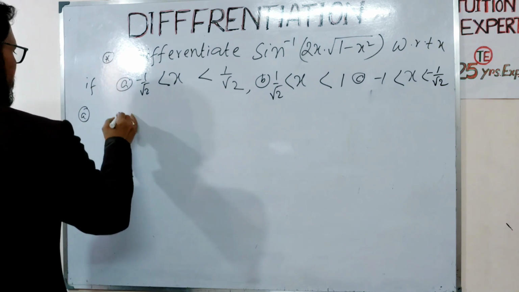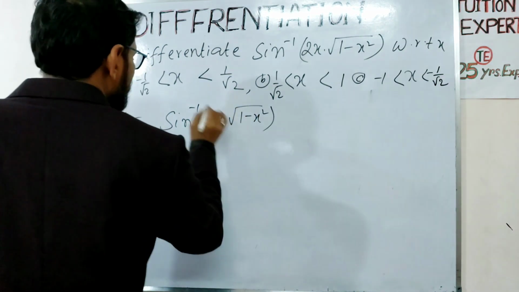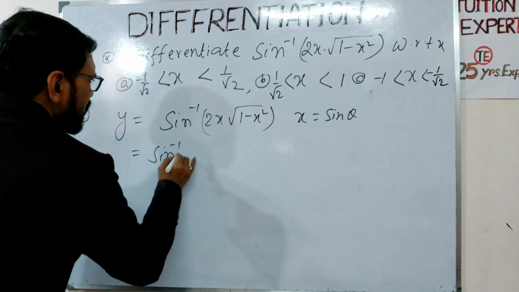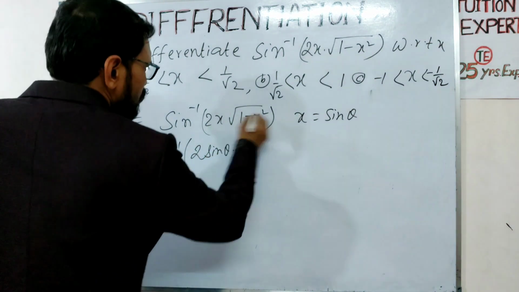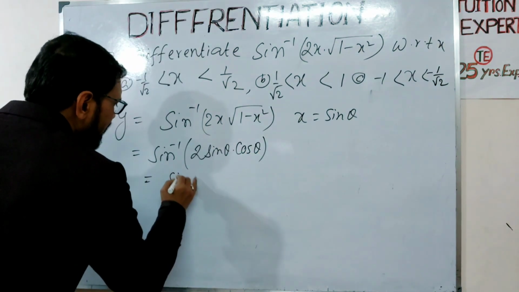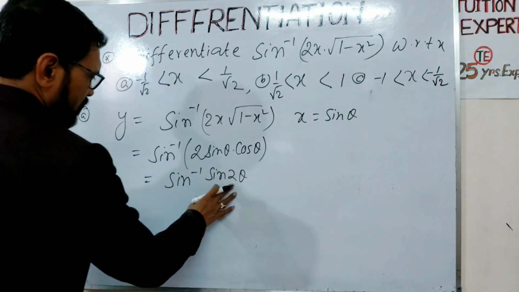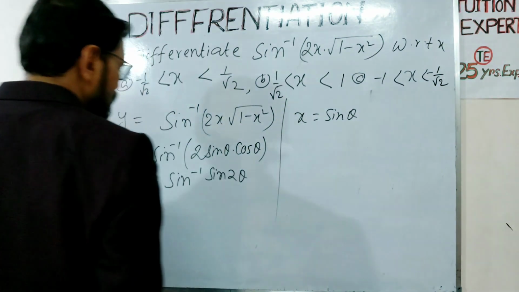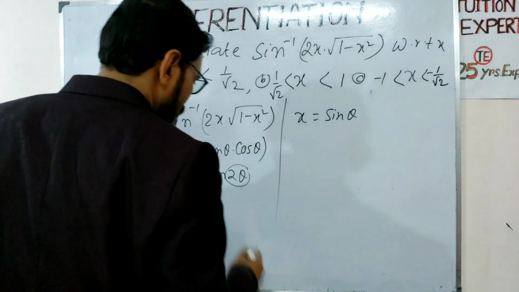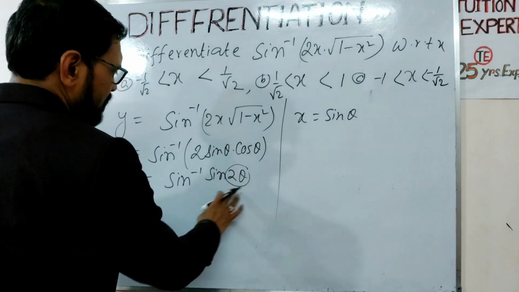So for a, let y equal to this, and if we put x equal to sine theta, then what comes? This is sine inverse of 2 sine theta into root over 1 minus sine square theta, which is cos theta. So this equals sine inverse sine 2 theta. Now we cannot simply write 2 theta. We have to check the principal value of sine inverse x. If this angle lies between pi by 2 and minus pi by 2, then we can write sine inverse sine 2 theta equal to 2 theta.